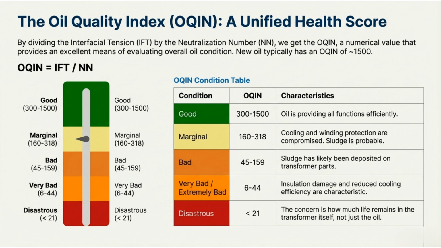The Oil Quality Index, or OQIN, is a unified health score calculated by dividing IFT by NN. This numerical value evaluates overall oil condition. The OQIN condition table outlines how this index correlates to transformer health.